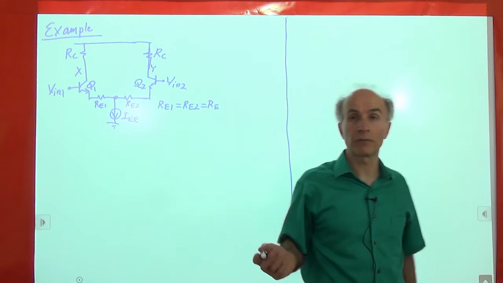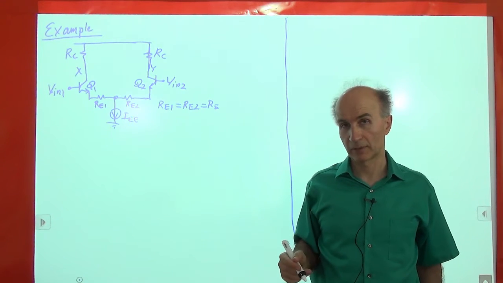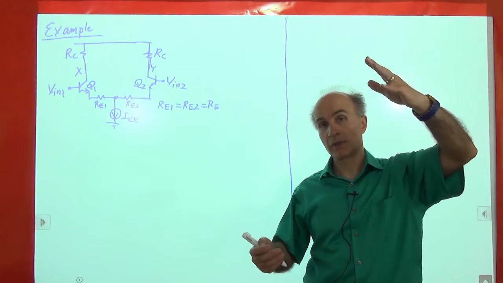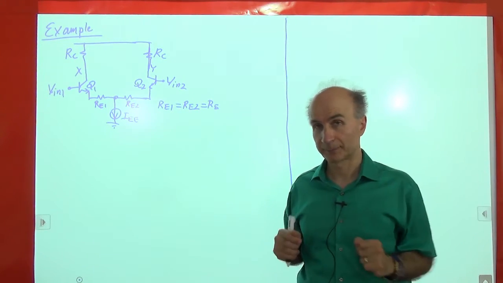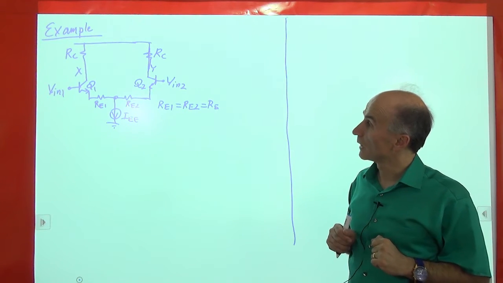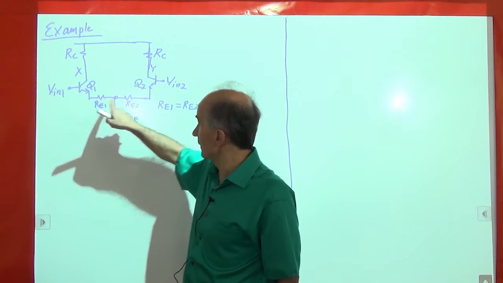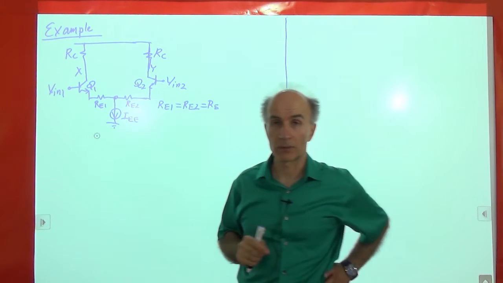Okay, so we would like to find the small signal voltage gain of the circuit, the differential voltage gain. So for small signals, Vx minus Vy divided by Vin1 minus Vin2. How much is that? All right, so the difficulty here is that we have added these resistors in the emitters of these two transistors.